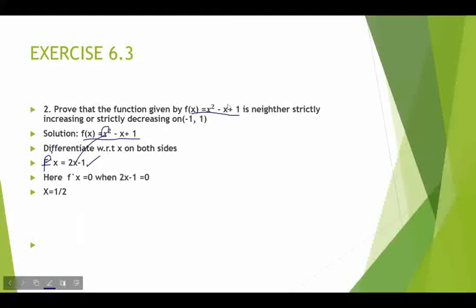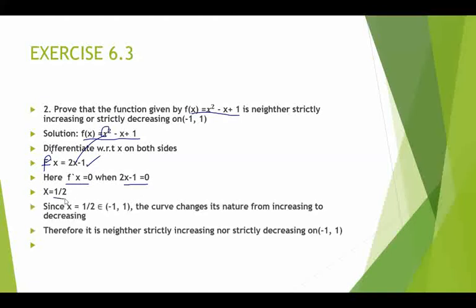Now, neither strictly increasing nor strictly decreasing means there may exist some points at which our f dash x becomes equal to 0, because that is the point of stationary. So when I put f dash x is 0, I get 2x minus 1 is 0, which means x is 1 by 2. Is this x, 1 by 2, lying in the interval minus 1 comma 1? Yes, of course, between minus 1 and 1 there is a point 1 by 2. So this point is lying in our range, and at this point our curve becomes stationary. So we can say it is neither strictly increasing nor strictly decreasing.